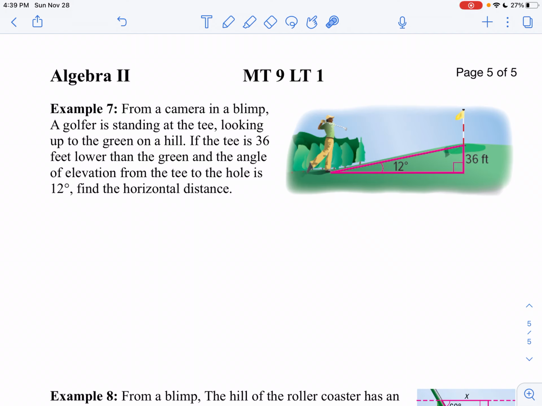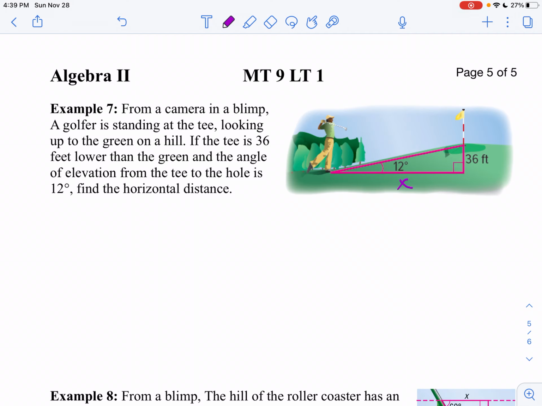When we say angle of elevation, that's the angle you're looking at from looking straight across and looking up. So if you look up at 12 degrees, that's where the hole is going to be. And we know this difference in height is 36 feet. I want to find the horizontal distance, not the distance at the angle, but the distance on the ground. So there's our x.